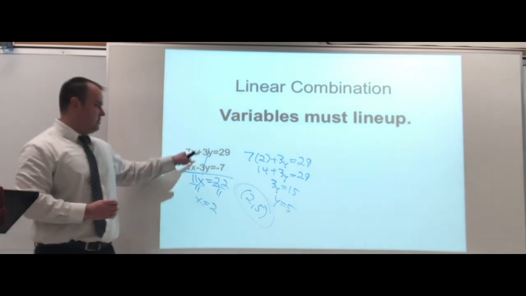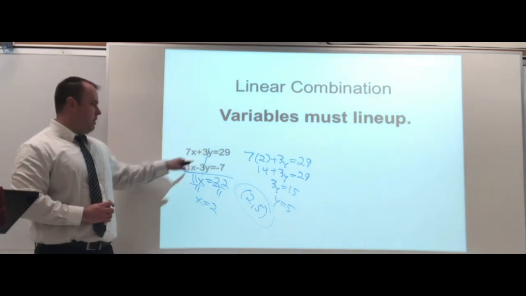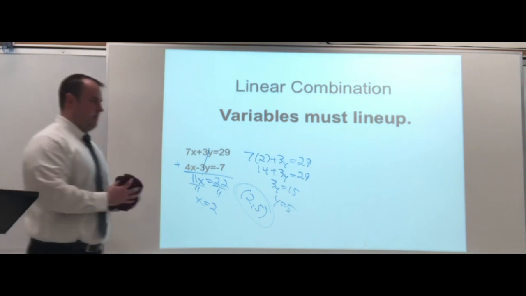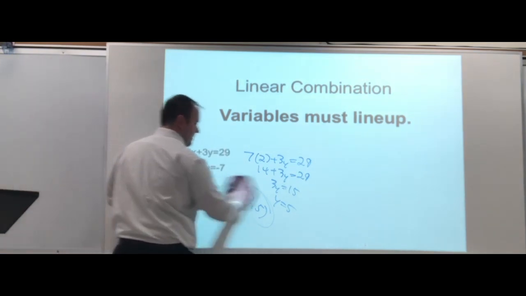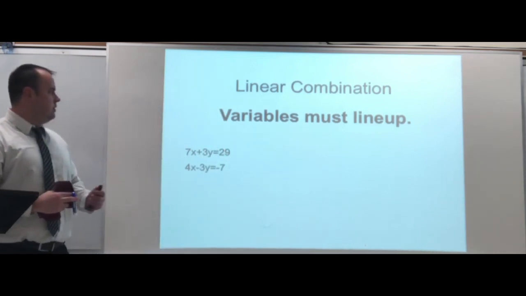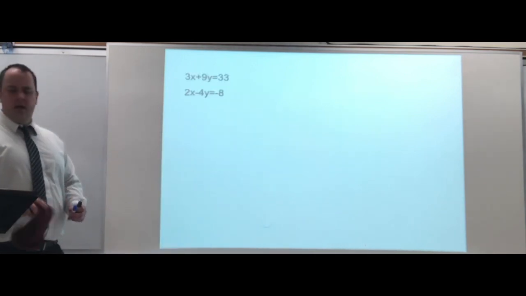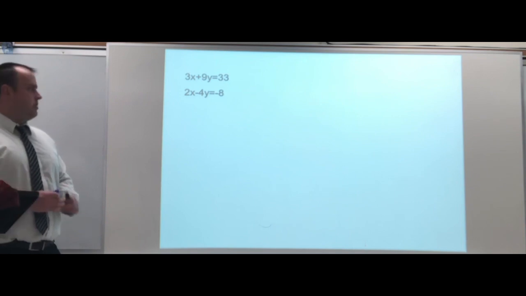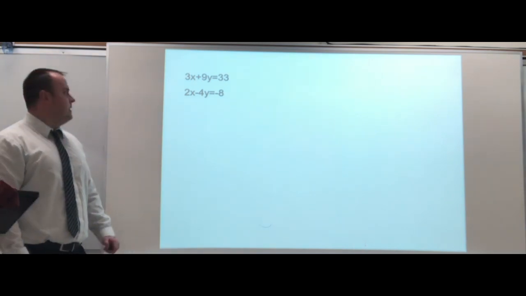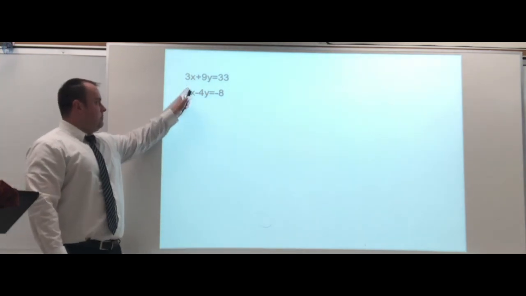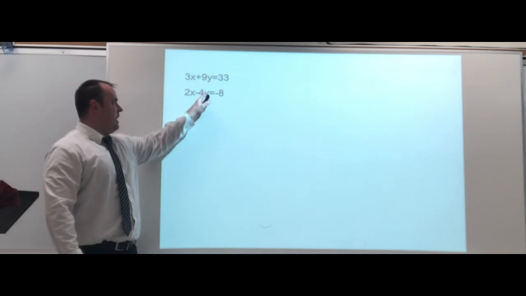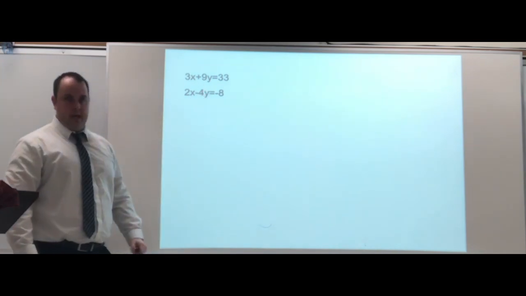Now, this was nice. Right away, everything lined up. We were able to add, and the y's canceled out. Unfortunately, it's not always going to be that easy. Okay. 3x plus 9y equals 33. 2x minus 4y equals negative 8. Adding them, the x's won't cancel out. Subtracting, the x's won't cancel out. Same thing for the y's. Adding or subtracting, that's not going to cancel out.